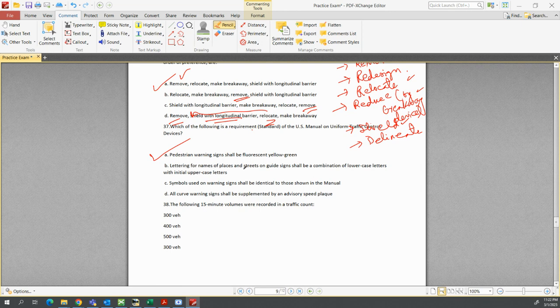The lettering for names of places and streets on guide signs shall be a combination of lowercase letters with initial uppercase letters. This is true, but not all uppercase letters. Only the first letter will be uppercase, followed by lowercase letters, which are two-thirds the height of the initial uppercase letter. That is given in the MUTCD.